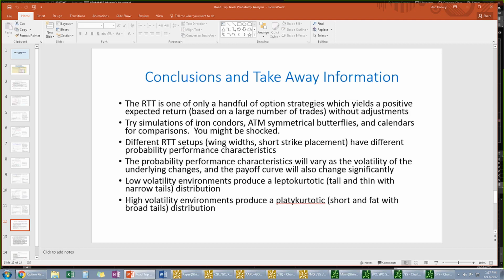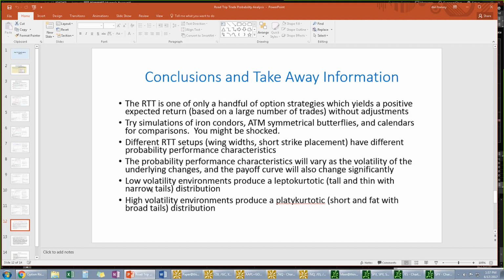And it might be fun for you to do that. And you may indeed be shocked. I know I was when I first started doing this. That was the reason that I came up with the Weirdor, because I used to be a condor trader. Now, you also observe that different wing widths and short strike placement are going to have some major changes on probability. These graphs are going to vary significantly when the volatility cranks up, and it'll be in your favor. The payoff curve will look really sweet when the volatility cranks up.